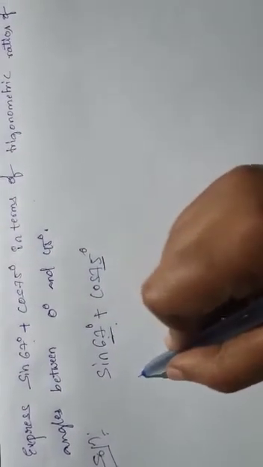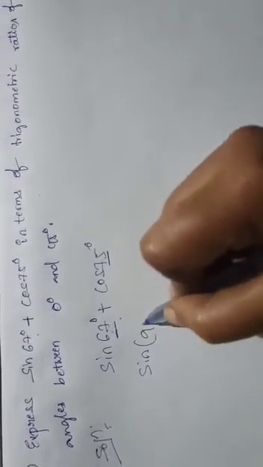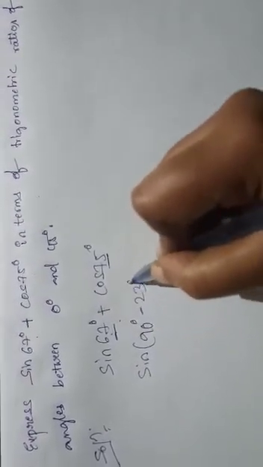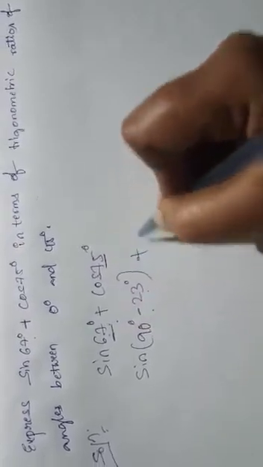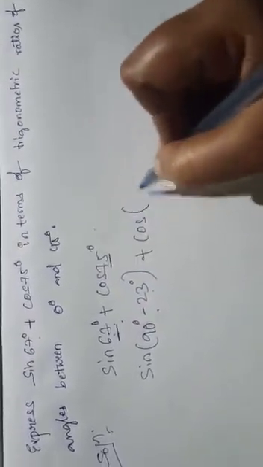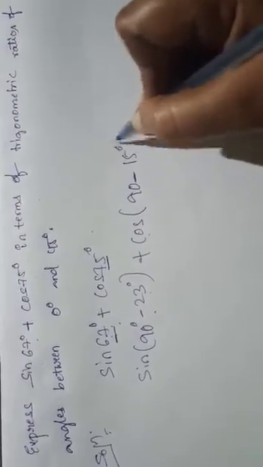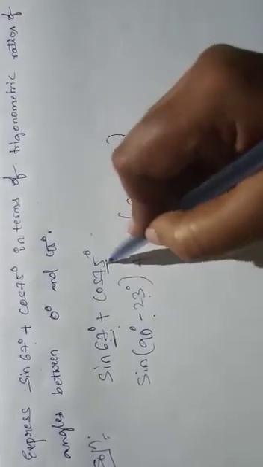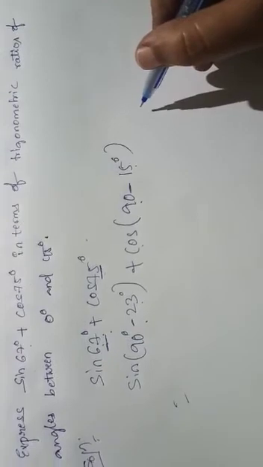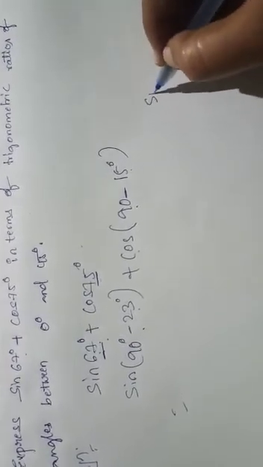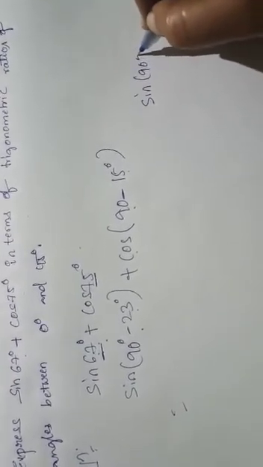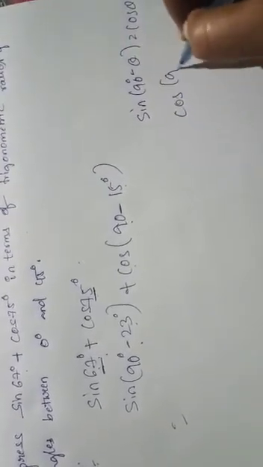Sin 67, write it as sin(90 minus 23), since 90 minus 23 equals 67. Cos 75 degrees, write it as cos(90 minus 15 degrees), since 90 minus 15 equals 75. We know the trigonometric ratios of complementary angles. Sin(90 minus theta) equals cos theta. Cos(90 minus theta) equals sin theta.